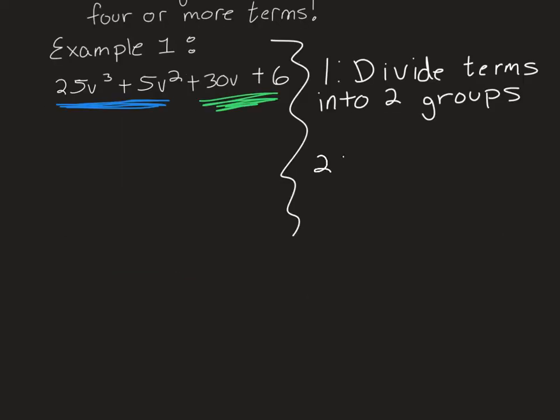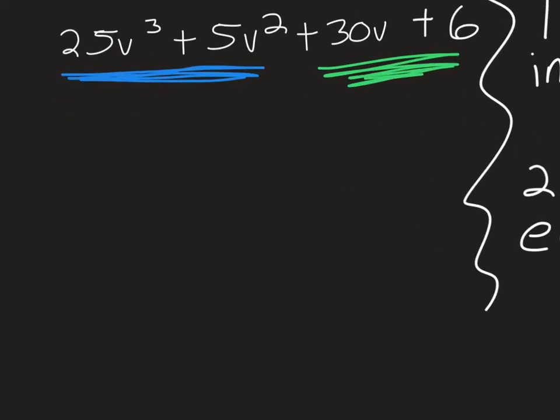For step 2, I'm going to find the greatest common factor, or of course we also call it the GCF, of each group. So I'm going to zoom in right now on the blue group and show you what I mean, in case you don't remember what it means to find the greatest common factor.